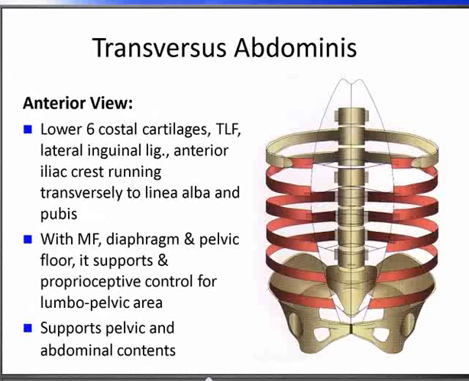Okay, looking at some of the other muscles, transversus abdominis gets a lot of attention with core stability. This just shows you the anterior view, sort of a schematic, courtesy of Diane Lee, I believe, where it looks at the lower 6 costal cartilages and the thoracolumbar fascia that it blends in with. So it's got connections with that. It's got connections with the inguinal ligament, the anterior iliac crest, and it runs transversely to the linea alba and the pubis. It has connections also with multifidus muscle, the diaphragm, and it functions with these muscles actually, and the pelvic floor, and basically supports them and supports the pelvic girdle and the lumbopelvic area. So this is a very important muscle when we talk about core stability as well as pelvic stability. The other function, of course, is that it supports the pelvic and abdominal contents.